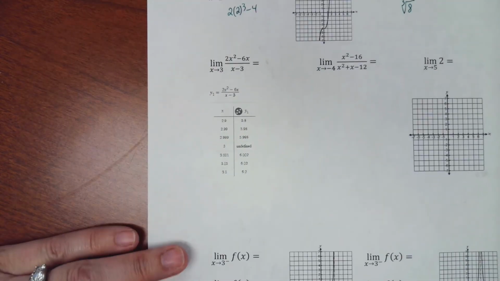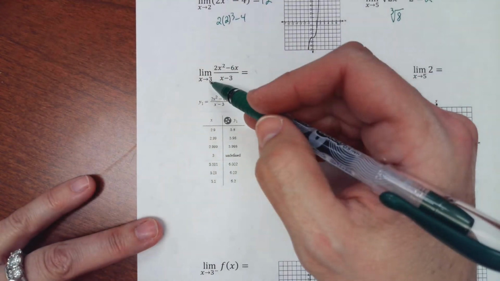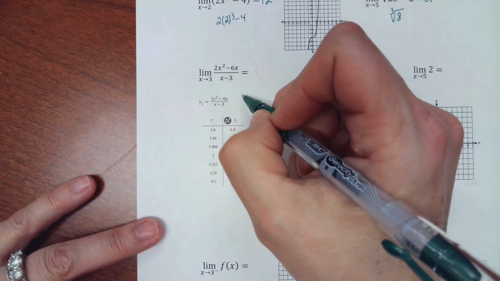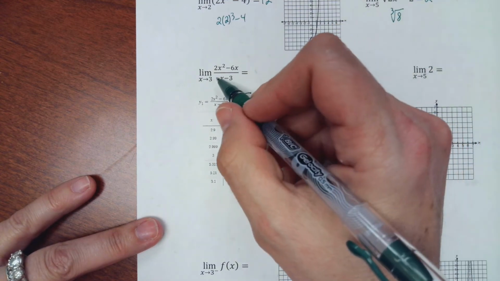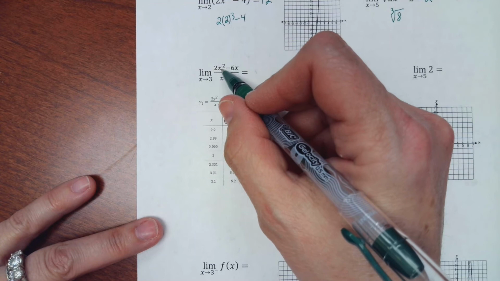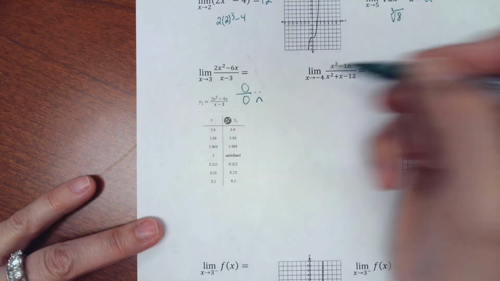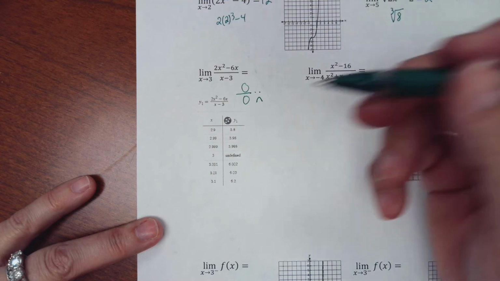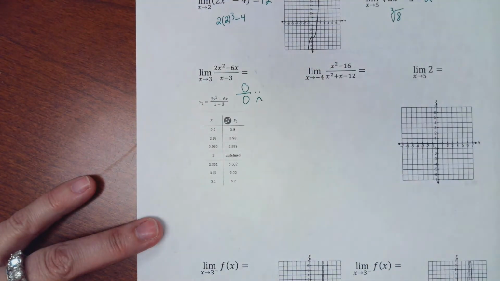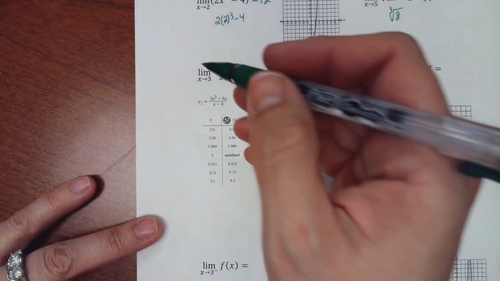Okay. Here, when I try to plug 3 in, I get 0 on the bottom. That's bad. And 2 times 9 is 18, minus 18 again, also 0 there. This is a situation where you have to do something else. If you get 0 over 0, you have to factor and get something to cancel. You cannot process this as is.